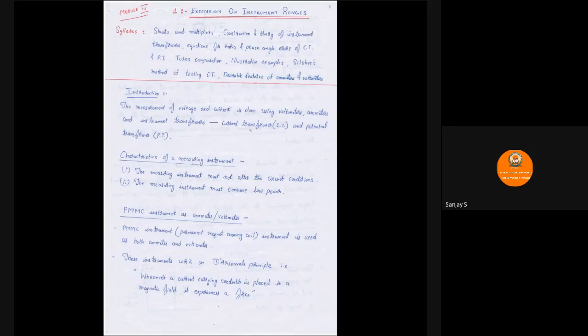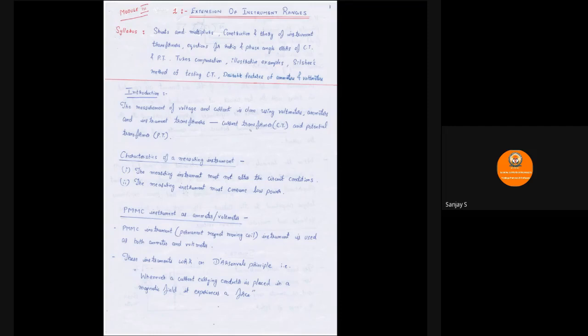Coming to the syllabus, we have shunts and multipliers, construction and theory of instrument transformers, equations for ratio and phase angle errors of CT and PT, turns compensation, illustrative examples, Silsby's method of testing CT, and desirable features of ammeters and voltmeters. So coming to the introduction part of module 3, this is the first part of module 3 where we'll be seeing measurement of current and voltage.